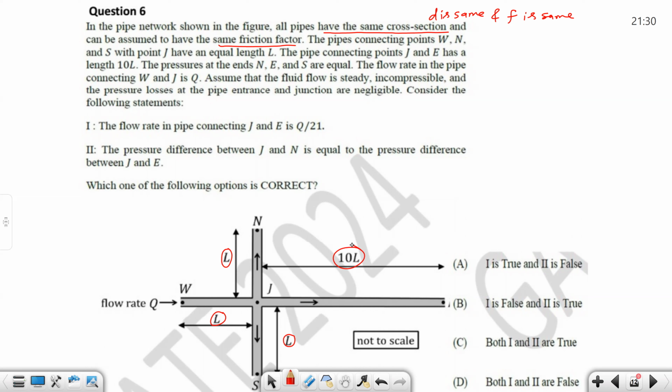Probably here it would be E. So this side is E. N, E and S are equal. So that means the pressure at this point N, this point E, and this point S will be equal: pressure at E is equal to the pressure at S.